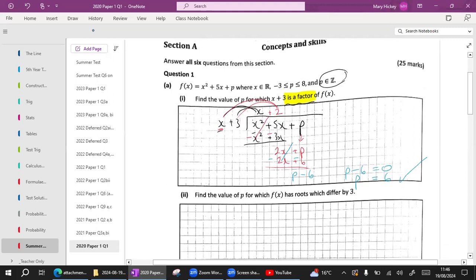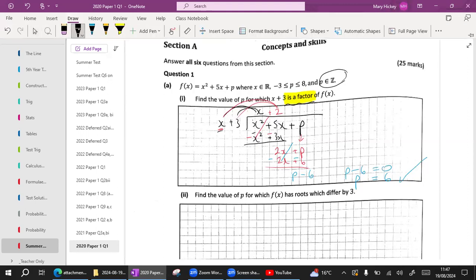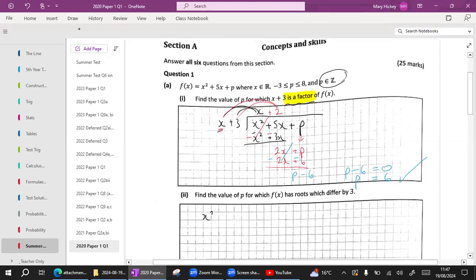Find the value of p for which f of x has roots which differ by 3. Now in this case, we don't know what the roots are, but we know that they differ by 3. Now you'll notice it's a part 2. So the starting quadratic is still relevant. We're not leaving that behind because it's a part 2. Sometimes students get confused. Is it brand new? Is it related? It is related if it's a part number. So it's still part of A.